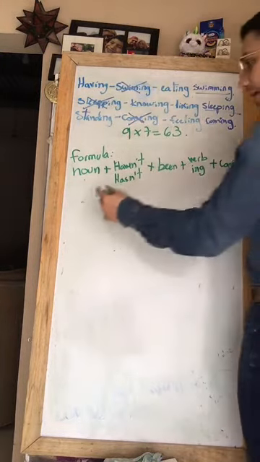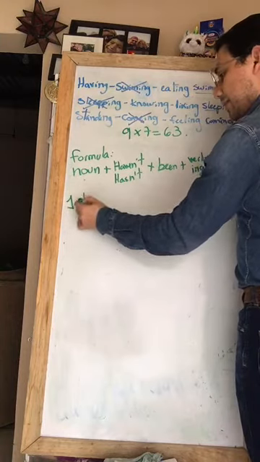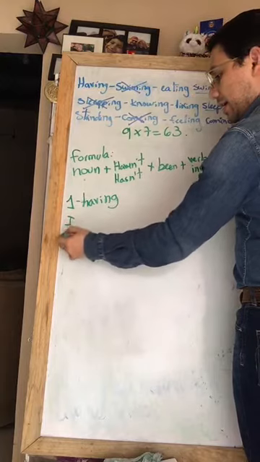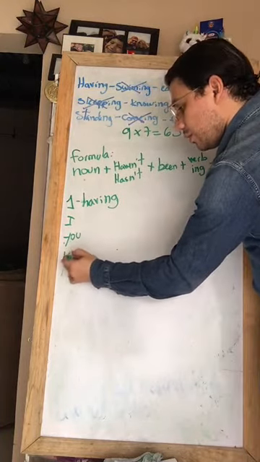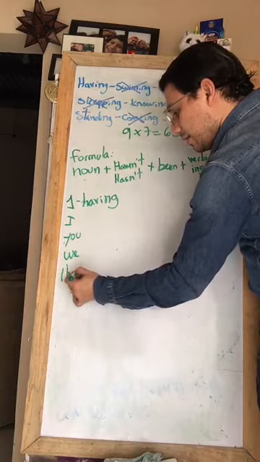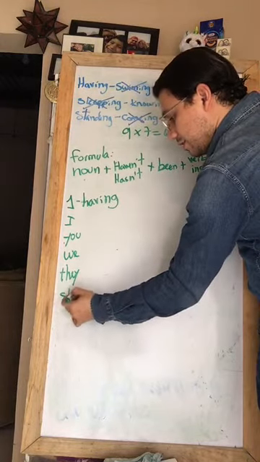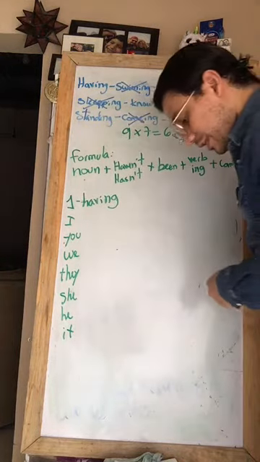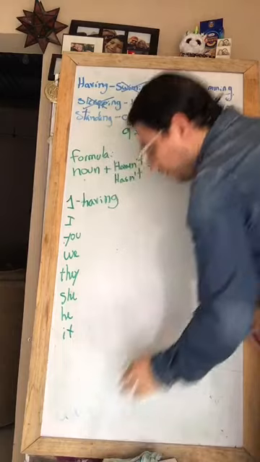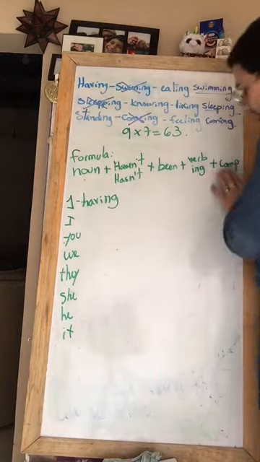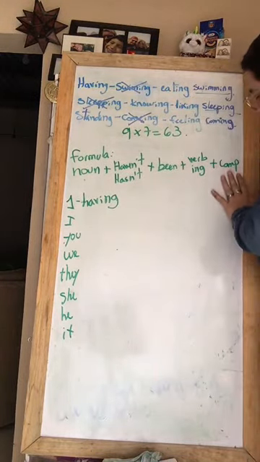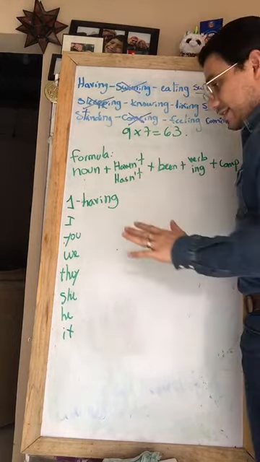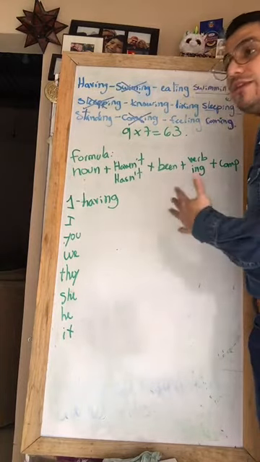So we have our formula, and we have one, having, and then we write I, you, we, they, she, he, and it, or the dog, or the cat, or the lion. So remember, guys, you should not repeat the complements, because every time you repeat the complements you lose points. In order for you to practice your sentences in a proper way, you have to invent different complements.